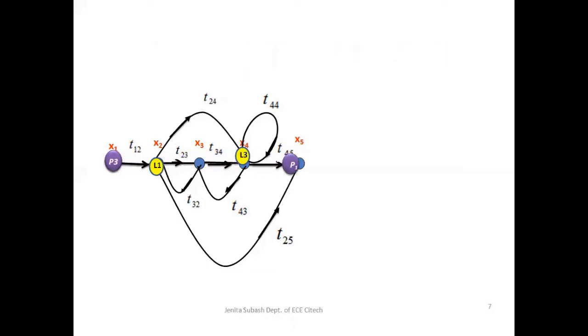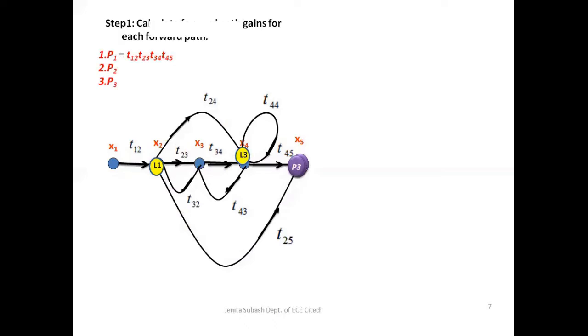Step 1, we are supposed to calculate all possible forward paths. So if you look into the signal flow graph, we are able to identify one forward path which is moving from x1, x2, x3, x4, x5. And we have another forward path which is moving from x1, x2, x4 to x5. And we have an additional forward path which moves from x1, x2 towards x5. So we have a total of three possible forward paths with respect to the given signal flow graph.